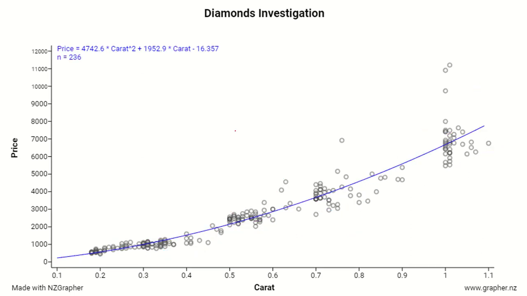So here I have now tried fitting a quadratic, and I can tell that by looking up the top here. And so there's my caret squared. So that's my quadratic, x squared. And so how well does this model fit? Well, if I look down at the bottom here, that certainly seems to fit better than the exponential one.